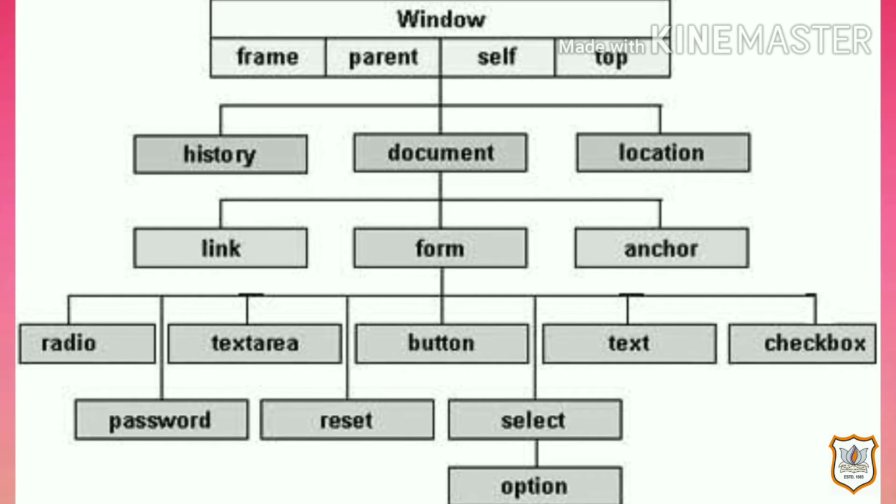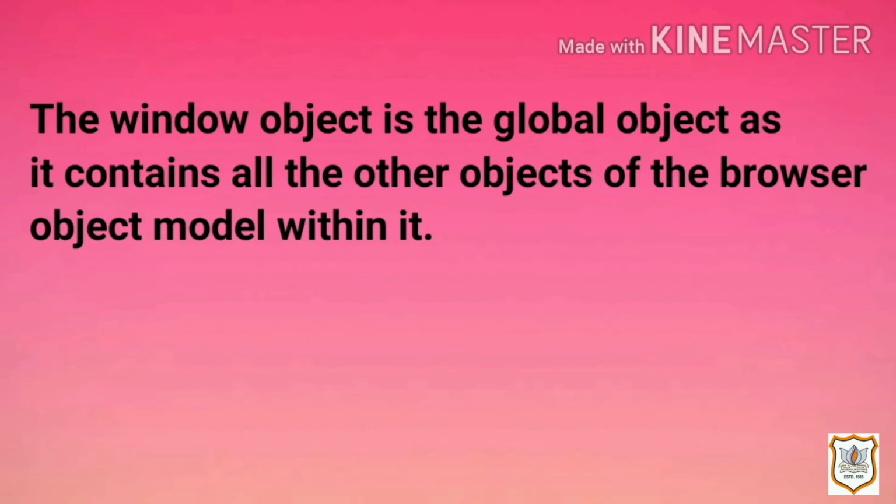The top level object in the browser object model is window object. Window object represents the browser window or individual frame within the window. It is created automatically by the browser. The window object is the global object as it contains all other objects of the browser object model within it.